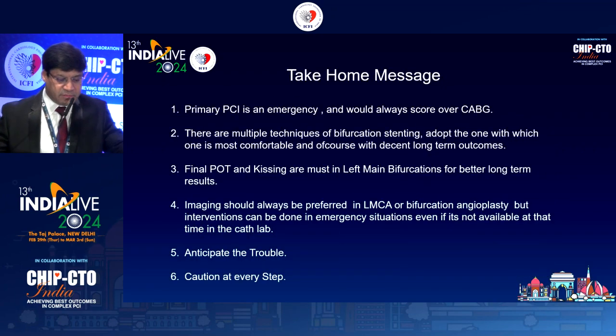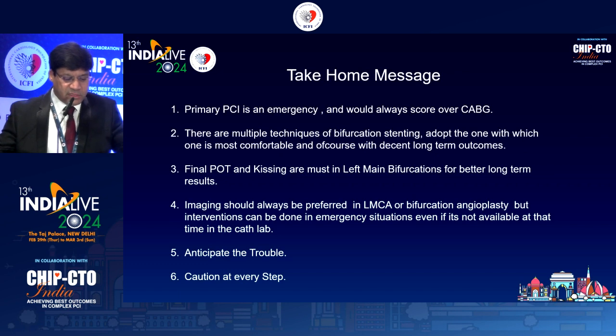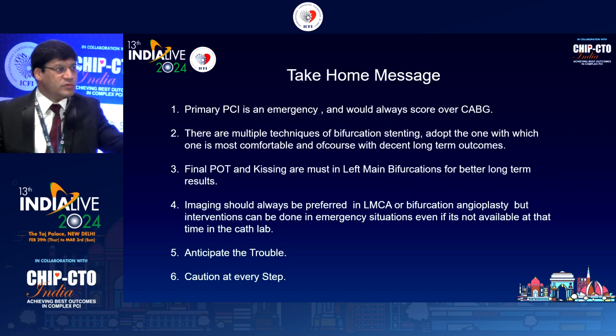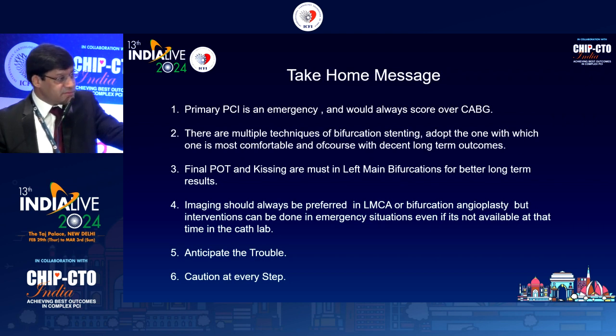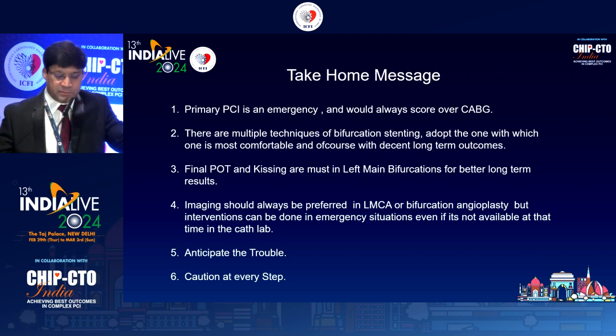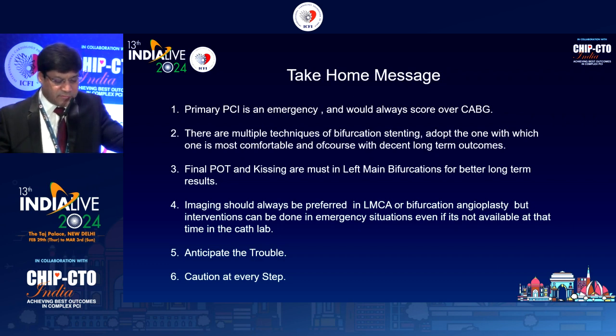So what exactly do we learn from this? Primary PCI in emergency always scores over CABG. There are multiple techniques of bifurcation stenting, but adopt the one with which you are more comfortable, and of course with decent long-term outcomes, and sometimes it becomes an emergency to do the simpler techniques. Final POT and kissing are a must for bifurcation.